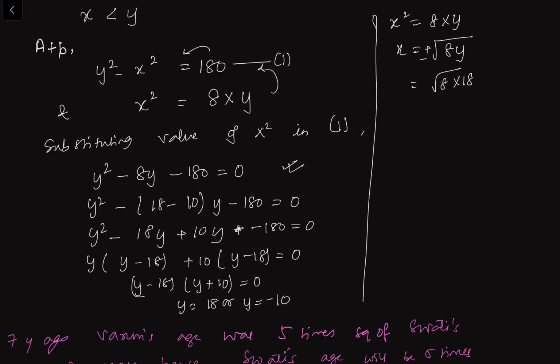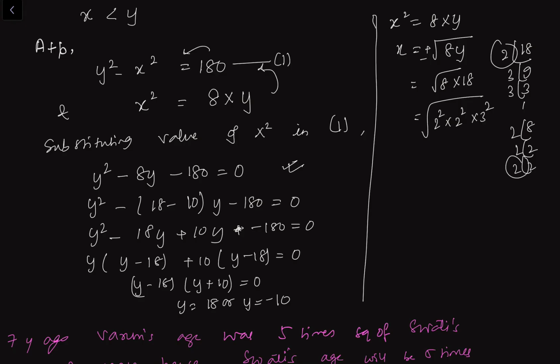Okay, 8 into 18. So square root of 8 into 18, you will get it like this. 18 is 2 into 9, and then 3, and then 3, and 8 is 2 cube. So 2, 2, and 2. So we can write it as 2 square into 2 square, so I've taken one 2 here and one 2 here, and then into 3 square. Okay, so 2 into 2 into 3, which is 12.